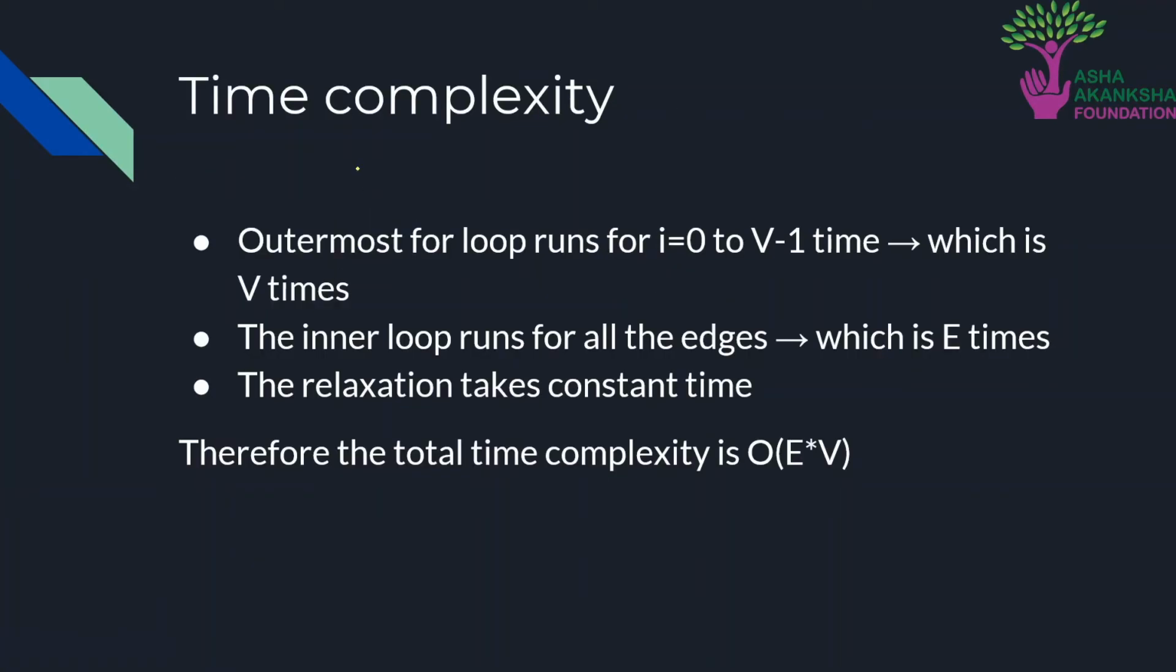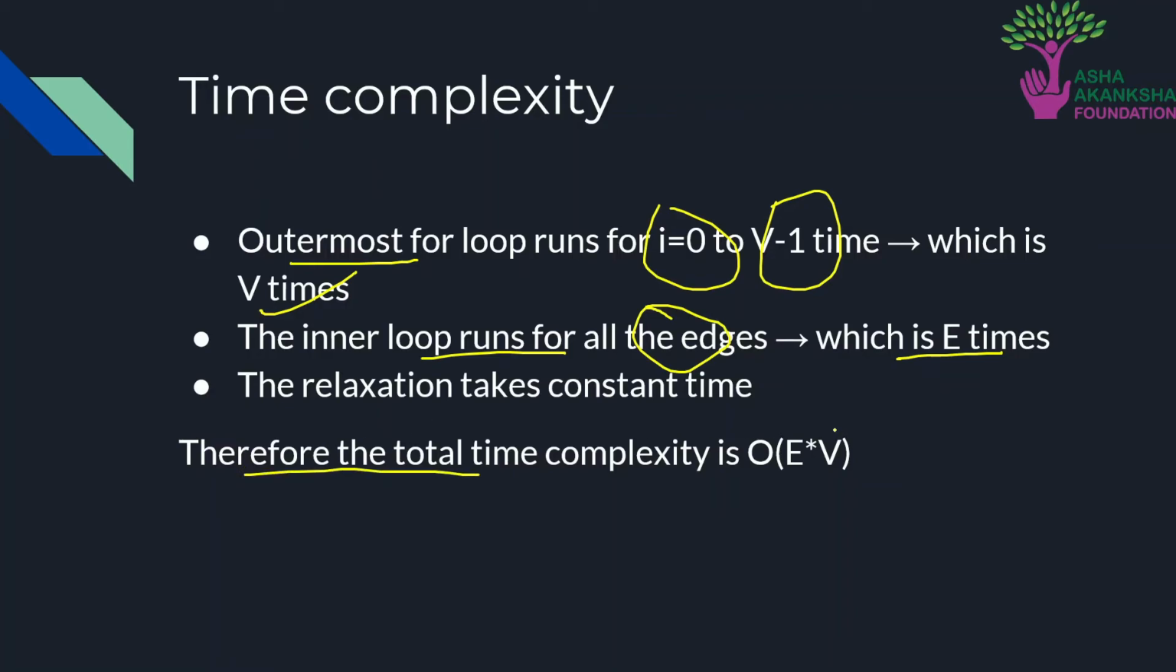So moving on to its time complexity, as we know the outermost for loop runs for i equal to 0 to v minus 1. Therefore, it will run a total of V times, and the inner loop runs for all the edges. Therefore, it will run E times. And the relaxation of any vertex takes constant time, as it is just updating a value in the distance array. Therefore, the total time complexity will be E times V.